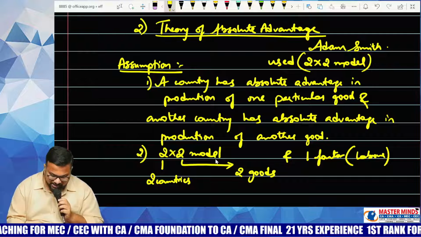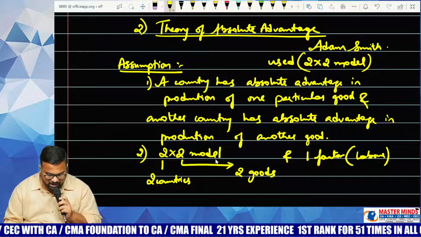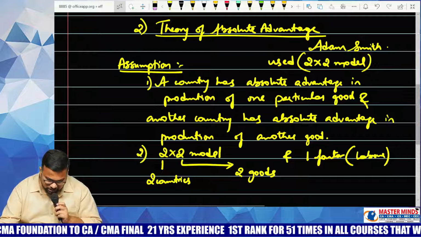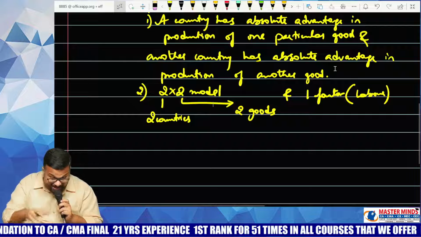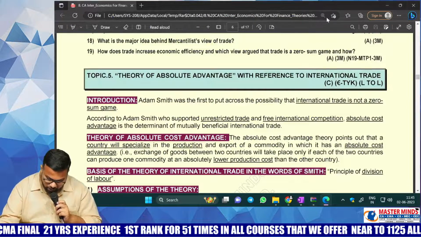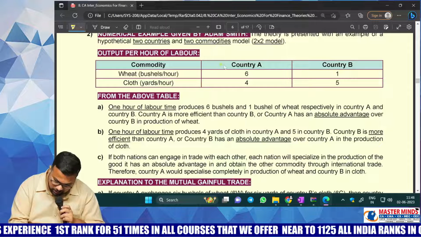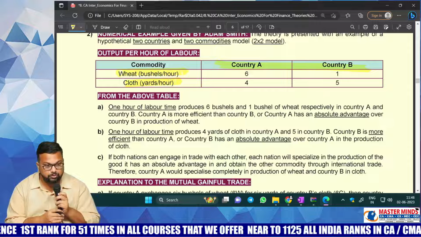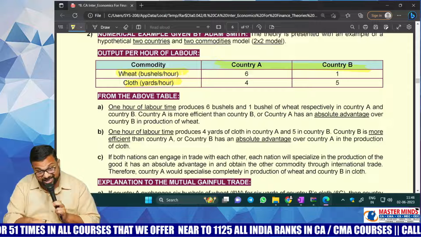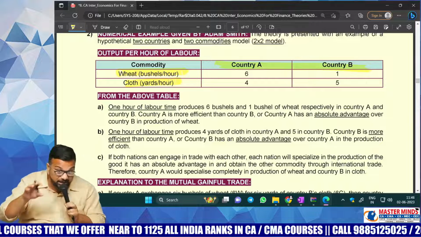Okay. So these are the assumptions that he has taken, Nana. That is, a country has absolute advantage in production of one particular good, and the other country has absolute advantage in production of another good, and he is using a 2 into 2 model. If you look at the notes that are given there, you can clearly see that a matrix is given. I'm talking about this matrix here: 2 countries, 2 products. With the help of this matrix, he is trying to prove that international trade is beneficial to both the parties when compared to internal trade.